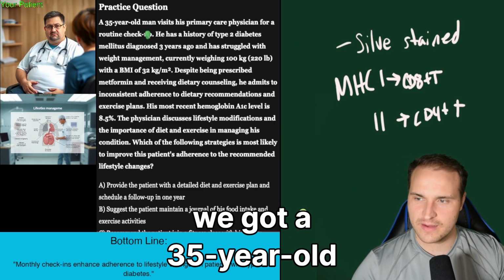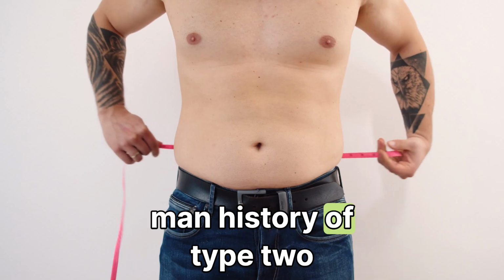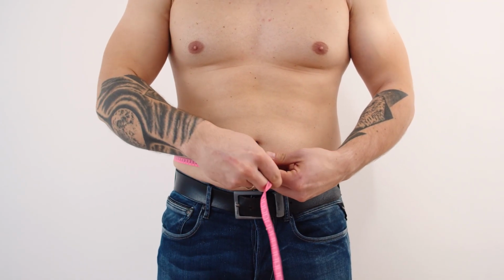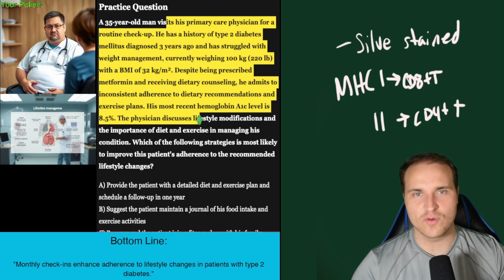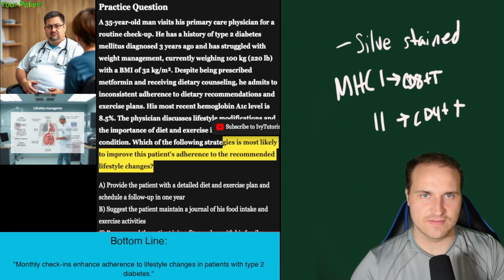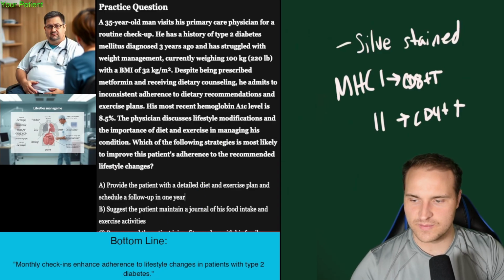All right, so here we've got a 35-year-old man with a history of type 2 diabetes, struggling with weight management, basically obesity, poor adherence to lifestyle changes, and an HbA1c of 8.5. Which strategy would improve his adherence to the recommended lifestyle change? Our answer is going to be to schedule monthly check-ins, monitor progress, and adjust goals as needed.